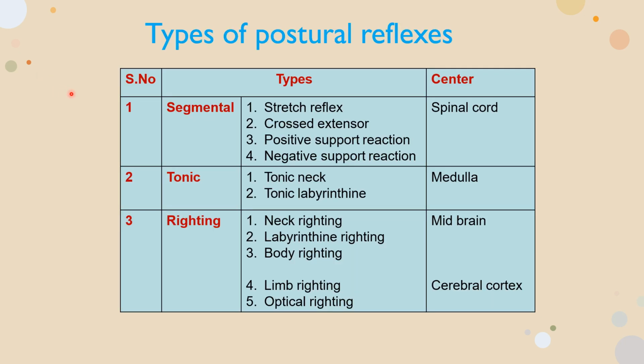The types of postural reflexes are basically two types, static and statokinetic. In the static we have segmental, tonic and righting reflexes. In segmental we have these four, whose center is in the spinal cord, and in tonic the center is medulla, and for righting reflexes we have these five, whose centers are in midbrain and cerebral cortex.